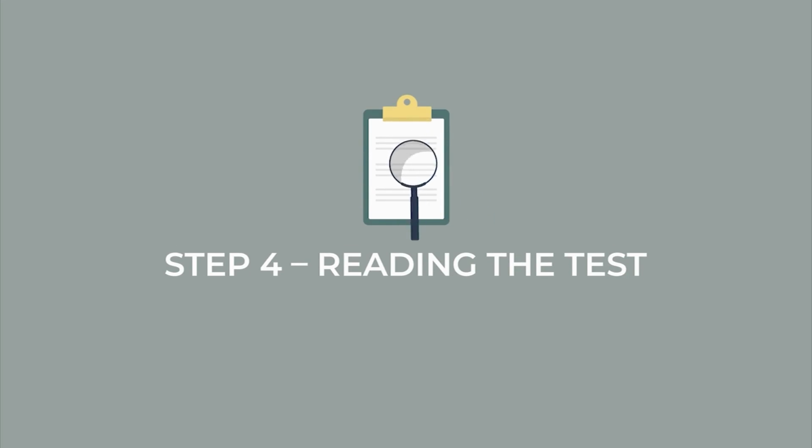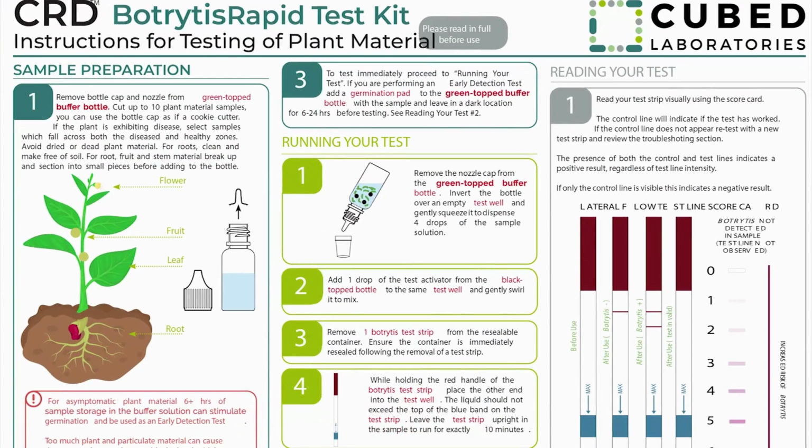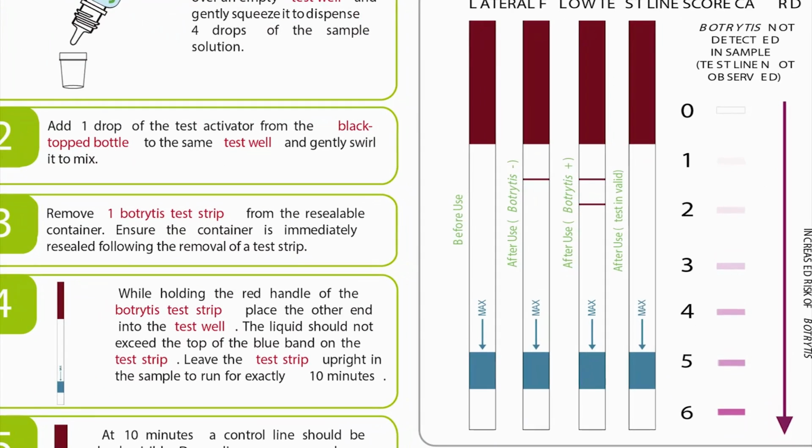Step 4, reading the test. After 10 minutes, remove the test strip and read it using the guide on the instruction sheet. The top control line indicates that the test worked. The lower sample line indicates if a pathogen is found. The darker the line, the higher the pathogen level.